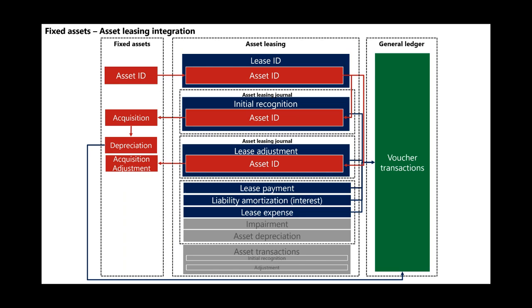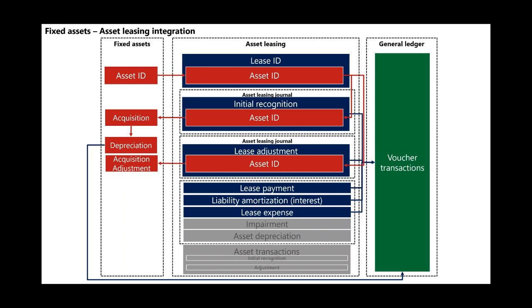And we have impairment, and asset depreciation will be disabled from the asset leasing module, because you will need to run the depreciation from the fixed assets module. And if you want to check the net book value of the asset, you will need to do this from the standard fixed assets module, not from the asset leasing.